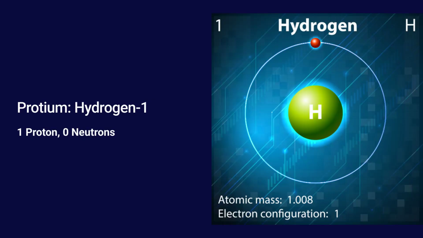Let's start with the simplest element, hydrogen. The most common form of hydrogen is called protium. It has one proton and, crucially, 0 neutrons in its nucleus. This gives it an atomic number of 1 and a mass number of 1. It's the standard hydrogen we often think of.